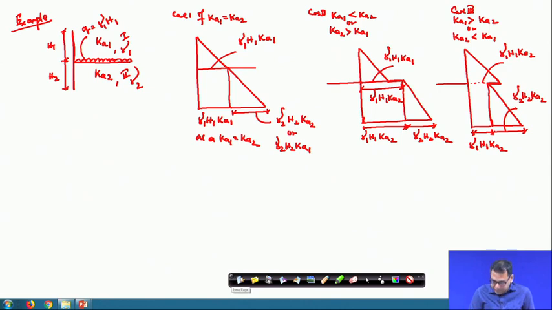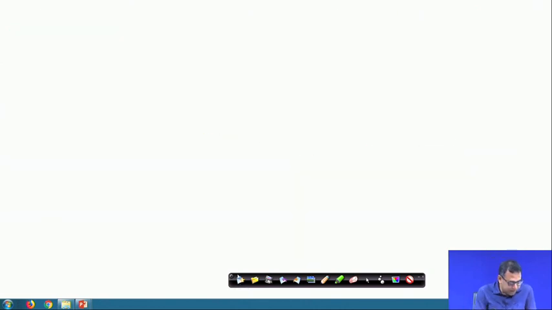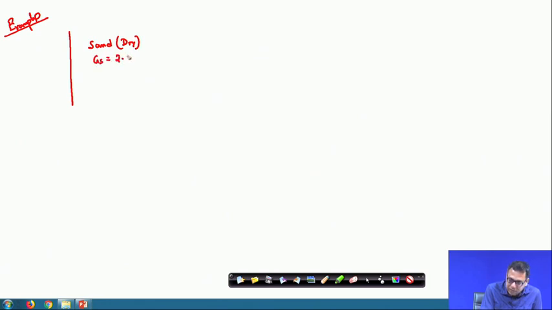So, the next example problem that I will take is again an example problem: draw the earth pressure for this type of soil. This is a sand and it is in dry condition. Now here Gs is given as 2.65, e is given as 0.7 and phi is given as 32 degrees.